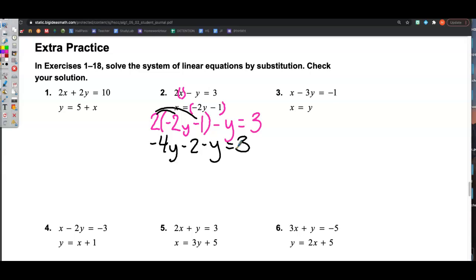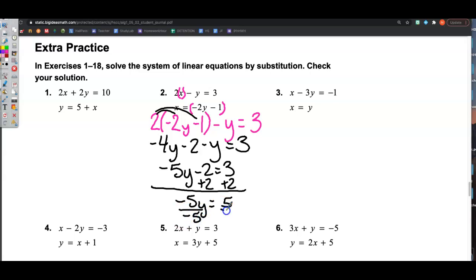Negative 4 and 1y gives us negative 5y. And I still have minus 2 equals 3. So y equals what? Okay. So now we've got y. So we're going to call for another sub. Who do we sub in now? We're going to sub for y.